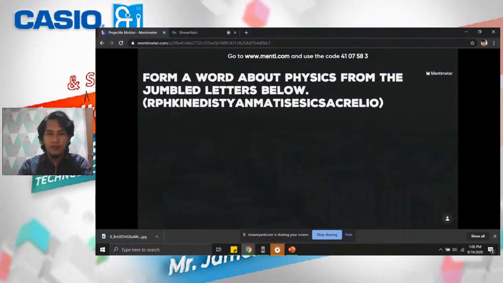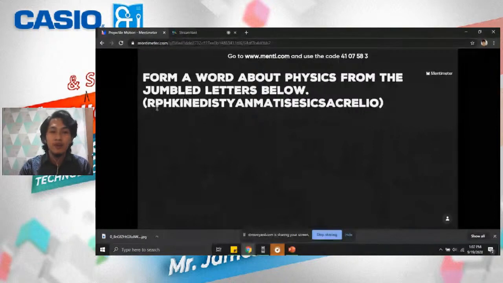First, gusto ko muna pong malaman kung ano po yung background natin, yung mga terms na natatandaan natin sa ating topic for today. Obviously, as mentioned, ang topic natin ay all about projectile motion. I have here jumbled letters. So sa ating mga participants, punta tayo sa www.menti.com and use this code 4107583. Then type a word related to physics based on these jumbled letters. Sige po, bago tayo mag-start.